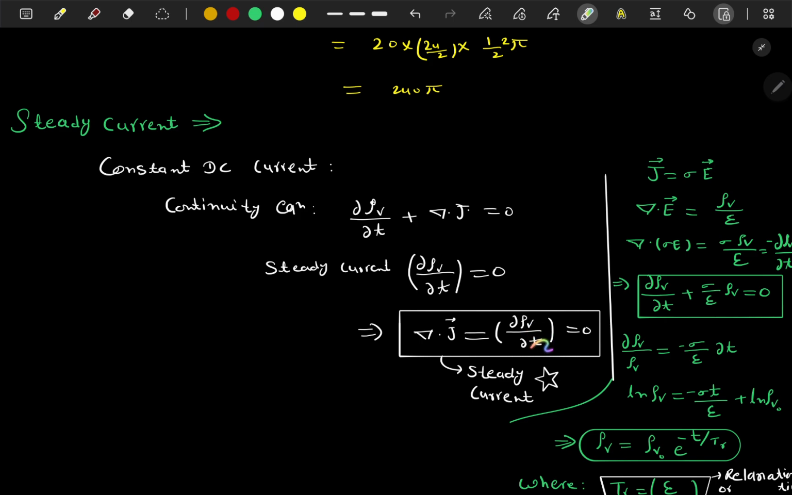So del dot J will be del rho_v by del t equal to 0. This is called the steady current case. Why is it so? Take J equal to sigma E. When you take the divergence of E, it is rho_v upon epsilon, we know this. Divergence of E equal to rho upon epsilon, Maxwell's equation.